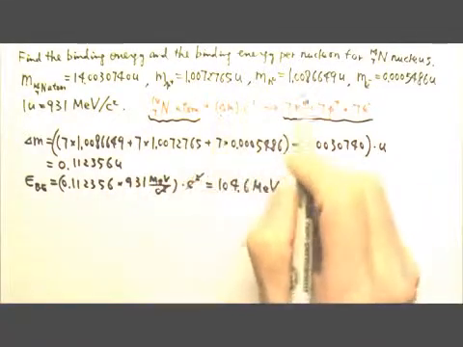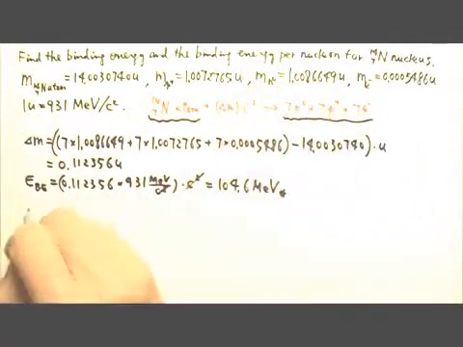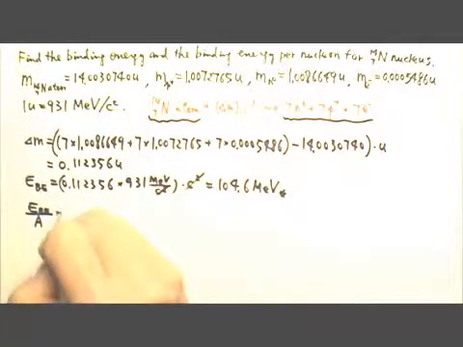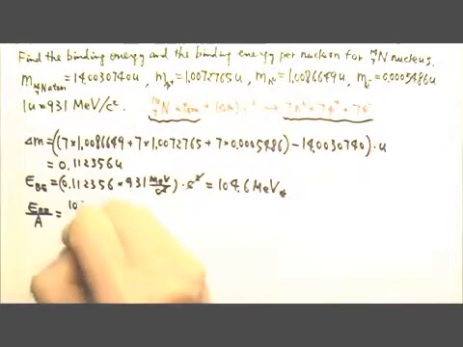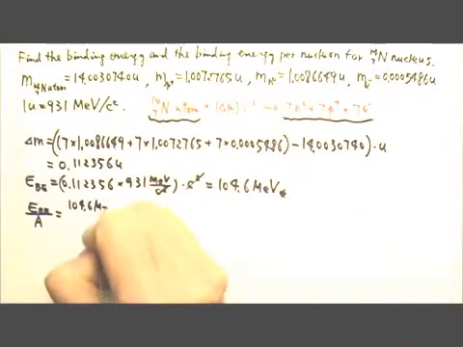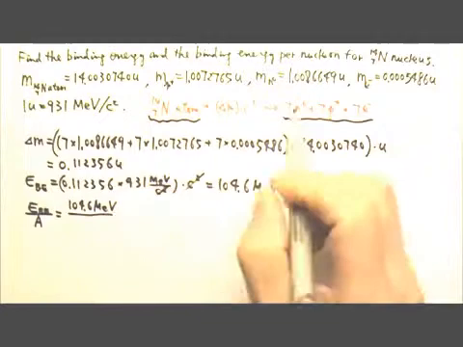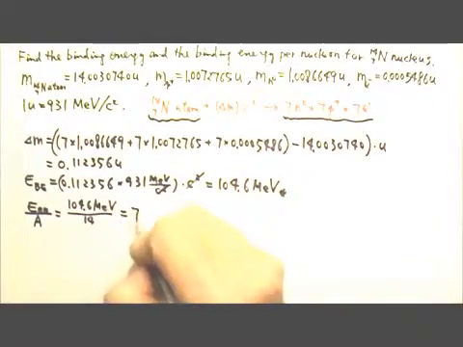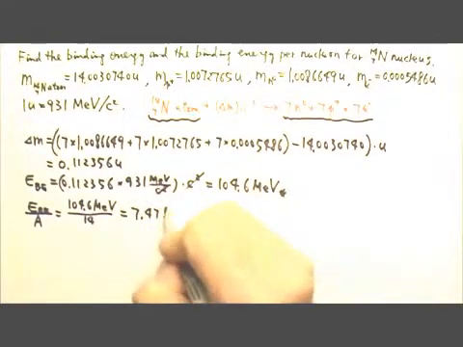If I want the binding energy per nucleon, then I'll have to divide the total binding energy by the number of nucleons, and that will be 104.6 mega eV divided by the number of nucleons, which is 14. And this will give us 7.47 mega eV.